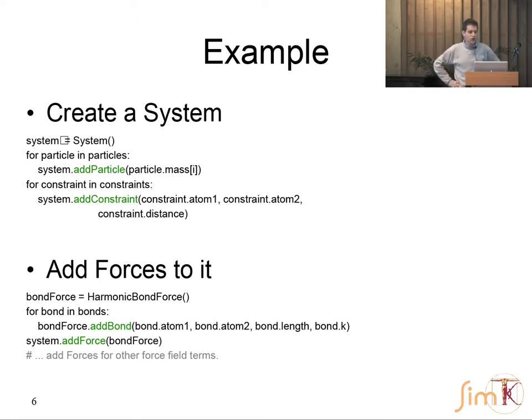Having done that, you've added all the bonds to this harmonic bond force object, and the final thing we need to do is call add force on our system and say, okay, here's a force object, add this into the system. Now when you run a simulation with this, those harmonic bonds are going to be applied. The forces from them will be applied to those atoms. And of course, in practice, you will probably have a number of different forces: angle terms, torsional terms, non-bonded terms, etc.